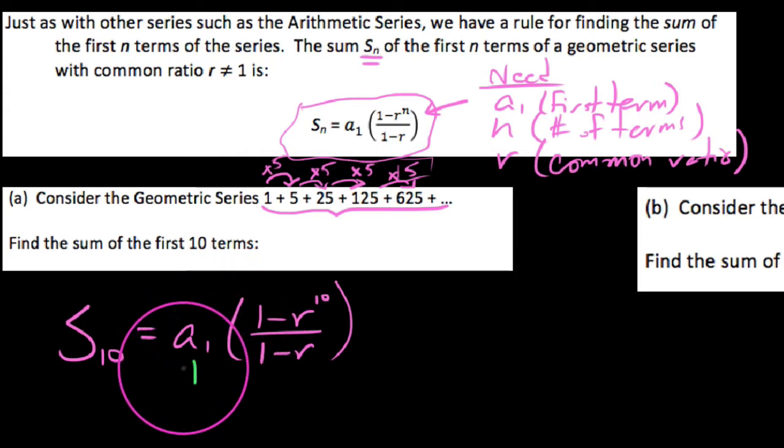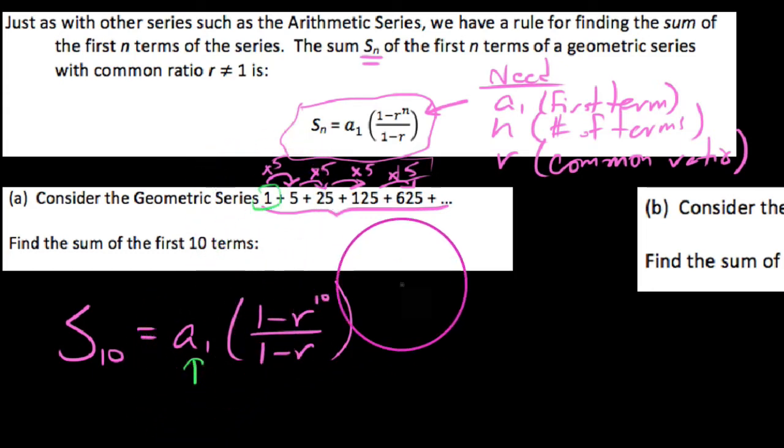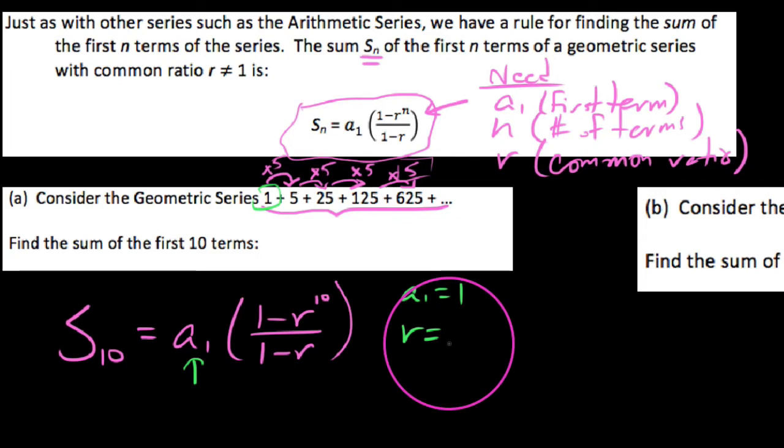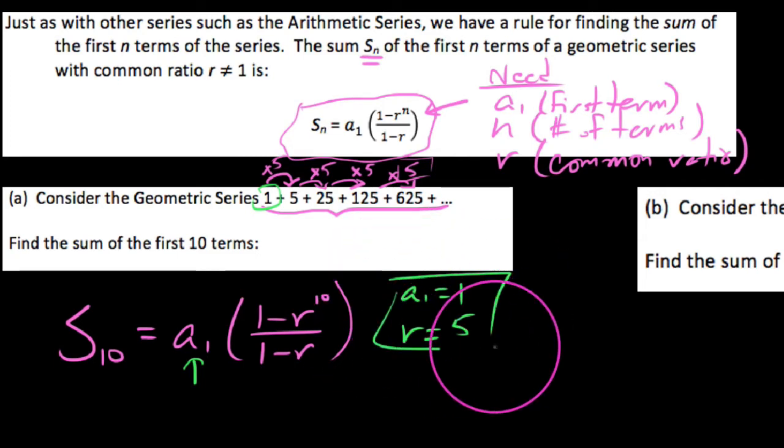We actually know what our first term is here. Our first term is 1, so a1 is 1. Then I need to know r. The r here is this common ratio. We notice it was 5. It was multiplying by 5 every time.